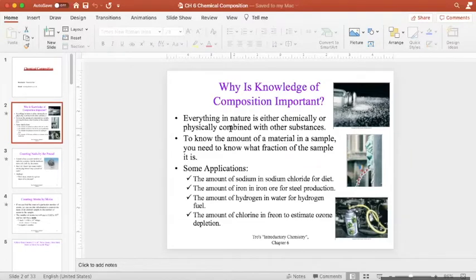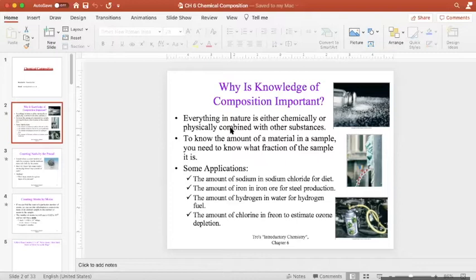So let's take an example. If the doctor tells you that you have to take just 1 gram of sodium per day in your diet, how many grams of sodium chloride, which is a salt, NaCl, do you need to take, right? Because you cannot take just 1 gram of sodium and just eat that. So you have to calculate how many grams of salt, NaCl, that has the sodium in it, so that you can get the required amount of sodium, which is 1 gram in your diet, right?